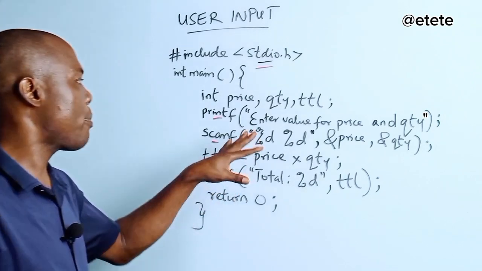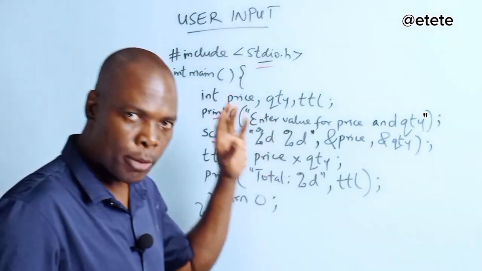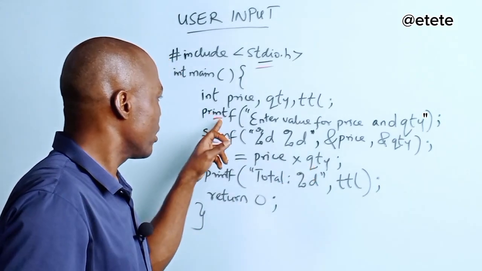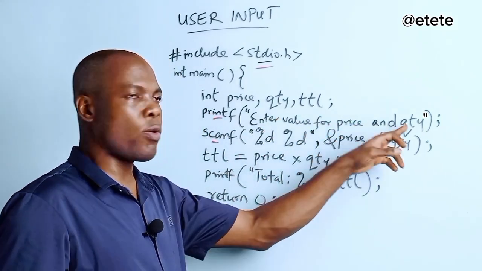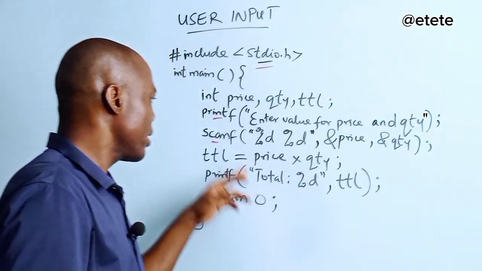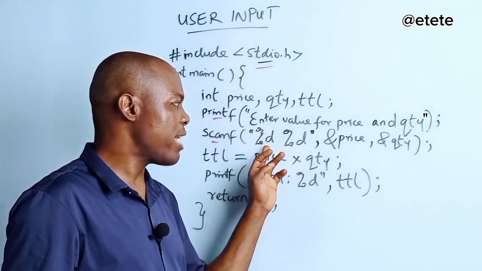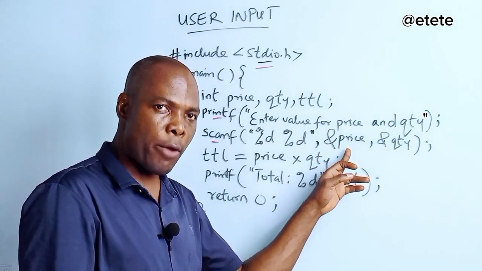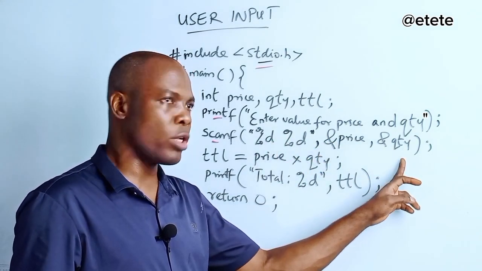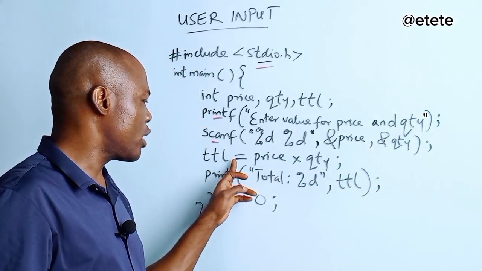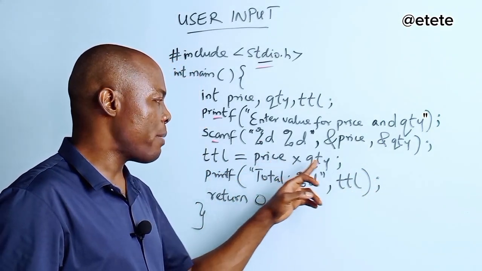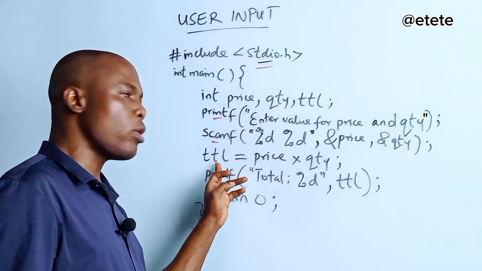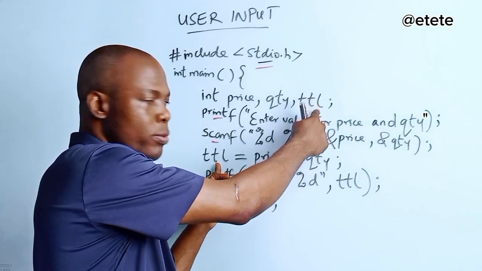Now, what is going to happen here is that the moment I execute this program, it will print out enter value for price and quantity. That is what will be displayed on the screen. Then I will enter the first value. That first value will be stored in price. Then I will enter the second value. That second value will be stored in quantity. Then it will come to this place and it will say price multiplied by quantity. It will assign the value to what? To this total, which is this other variable.